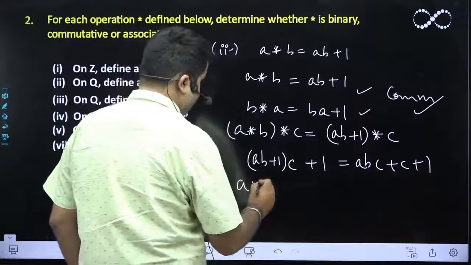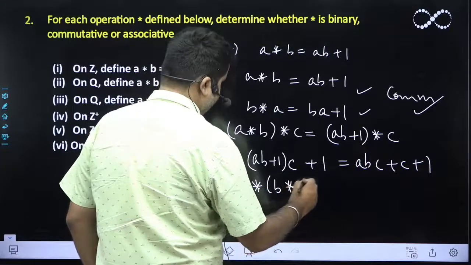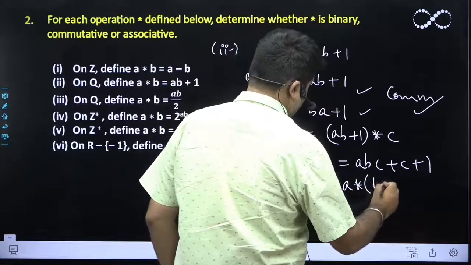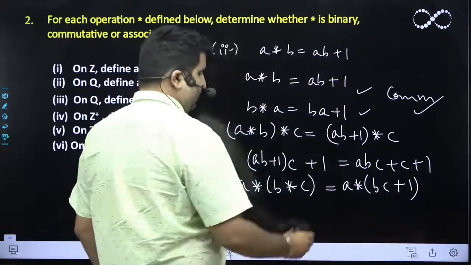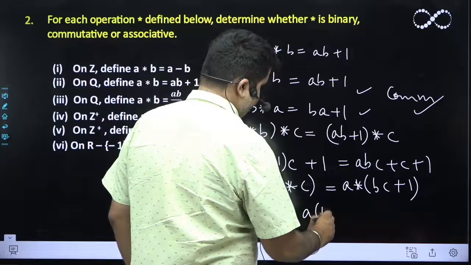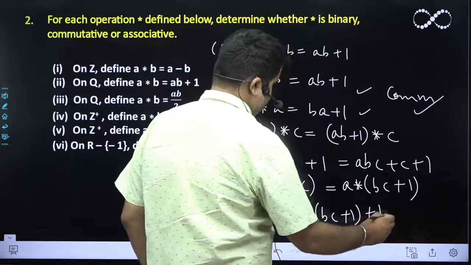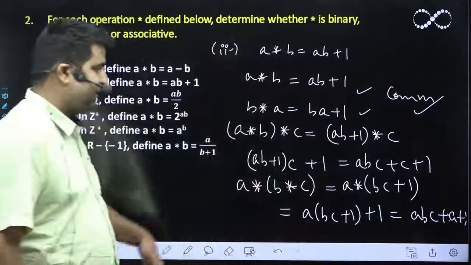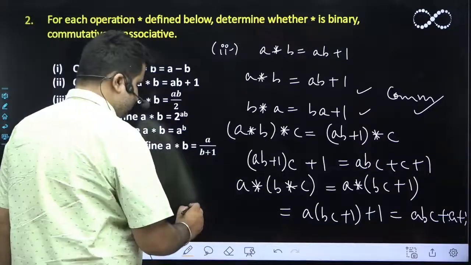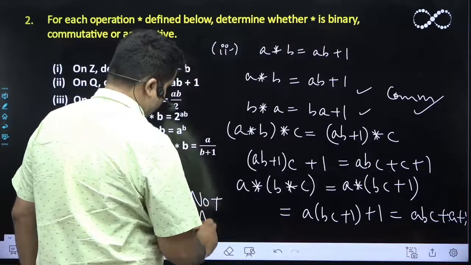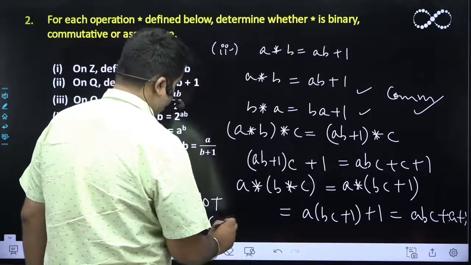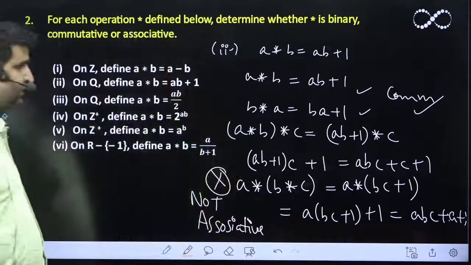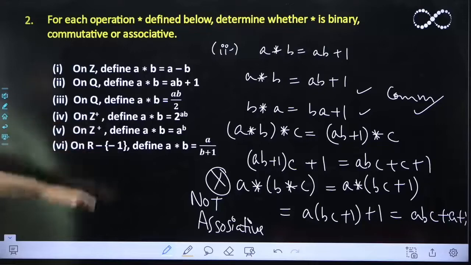And what is A star B star C? So B star C is BC plus 1. So this is A star (BC plus 1). Right? And this will be equal to A times (BC plus 1) plus 1, which is ABC plus A plus 1. Now this was ABC plus C plus 1, and this is ABC plus A plus 1. So this is not associative. Right? Commutative it will be, but this is not associative.